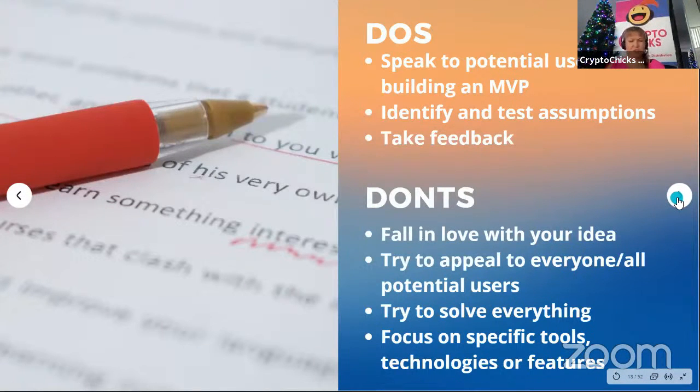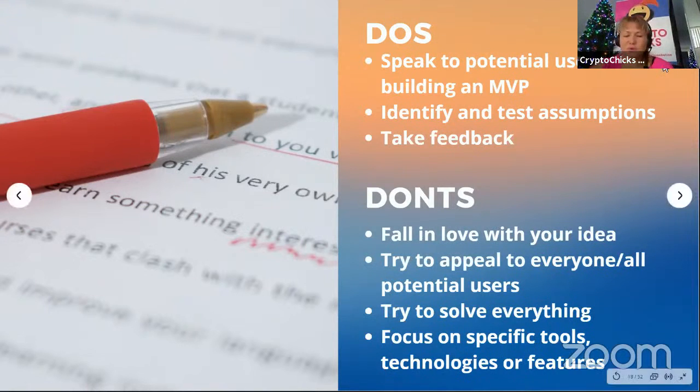So what to do and not to do. To do, you have to speak to potential users before you build your MVP. Even before you build your landing page, you have to do that. This is the scariest part, but this is the most useful part. You also have to identify for yourself and also to test the assumptions. We're going to be going through it in details. And you also have to take feedback from your potential future users.